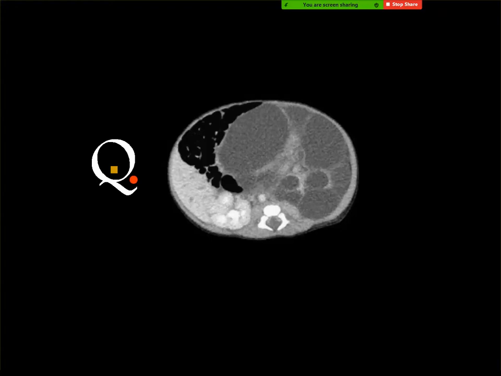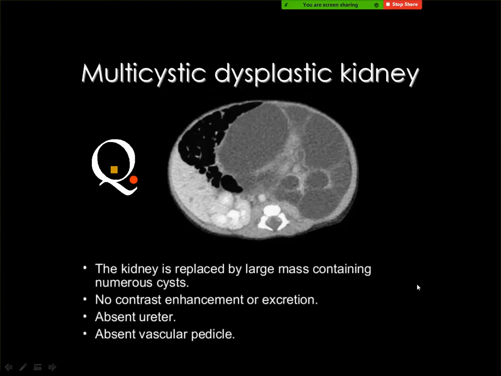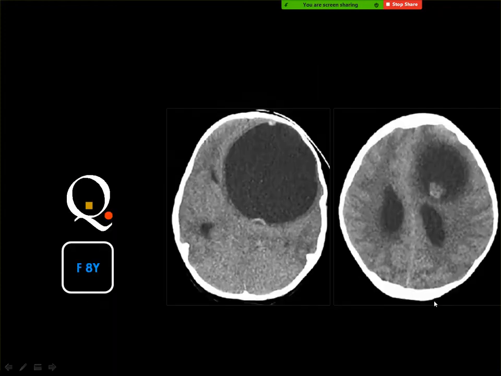This subrenal? No, this is the kidney. Multicystic dysplastic kidney. Yes, very good. This is multicystic dysplastic kidney, and you can see the normal kidney on the right side, and the left one is replaced by many cysts, and there is no renal tissue, and there is no function.